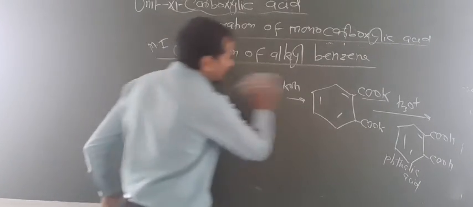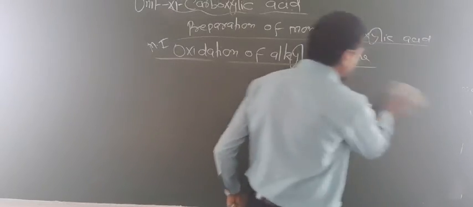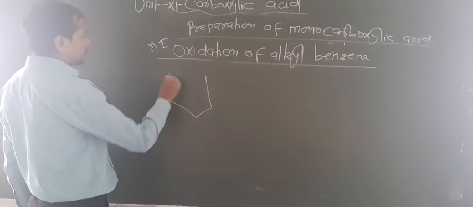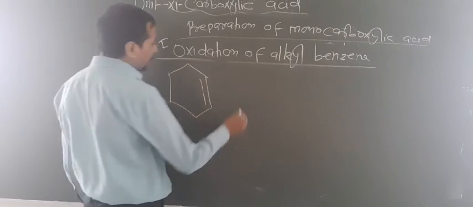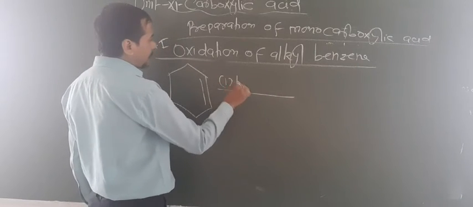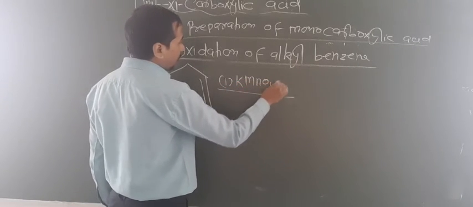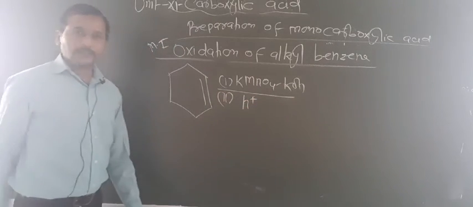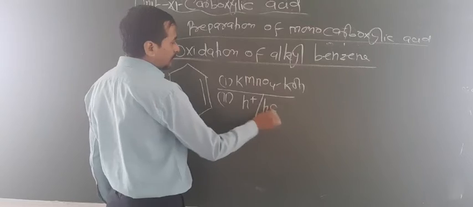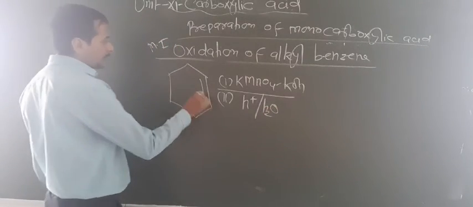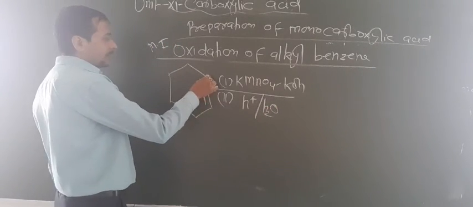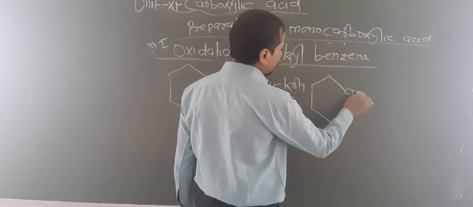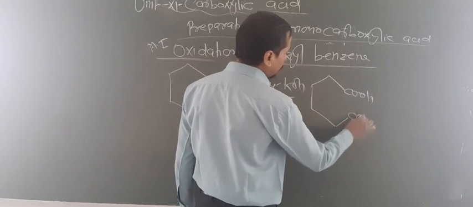One more reaction you have to know: this is a strong oxidizing agent. This will break the double bond also. Look at here, what happens? First time we have taken KMnO4 in presence of base and second time you have taken H plus, that means hydrolysis. So now this bond will break. Now this becomes COOH, this also becomes COOH.